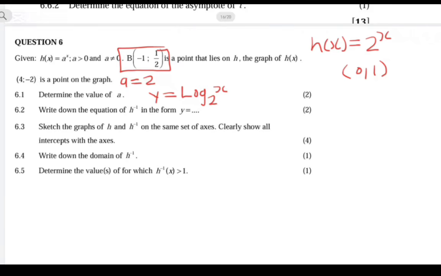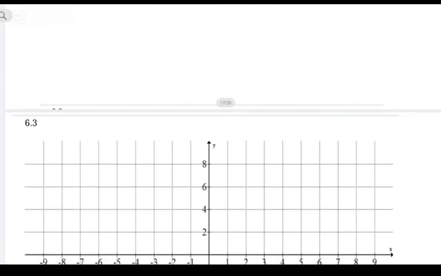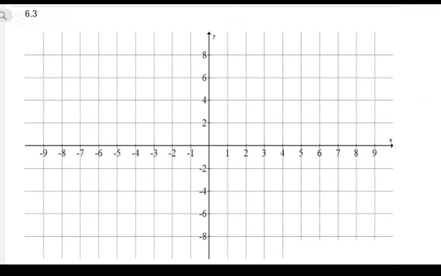So 6.3, they say sketch the graph of h and h of negative 1 on the same set of axes. Clearly show all your intercepts. So we have the original graph, which is this one that is there. And now they're asking for us to draw both of those. If you substitute 0, you're going to get the y-intercept, which is 0 and 1, which I already wrote there. So to draw that graph, we're just going to plot that point first.